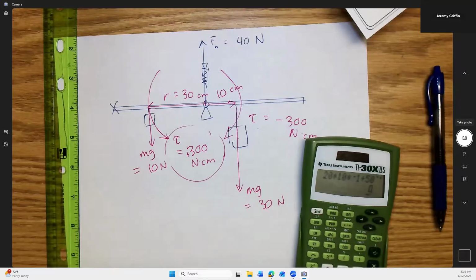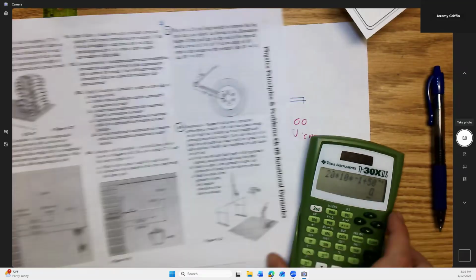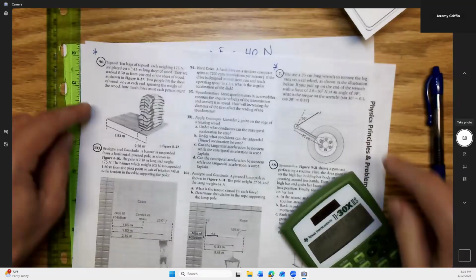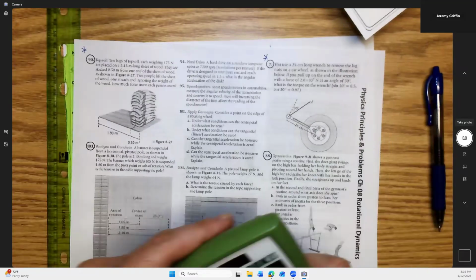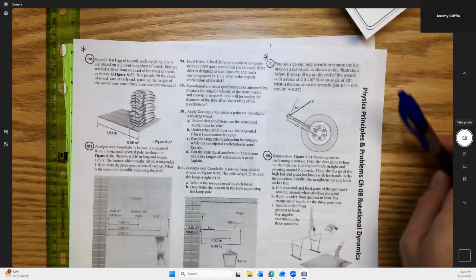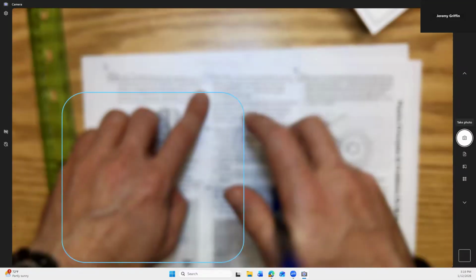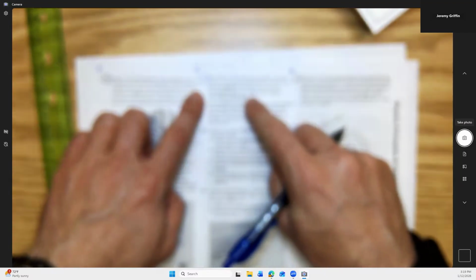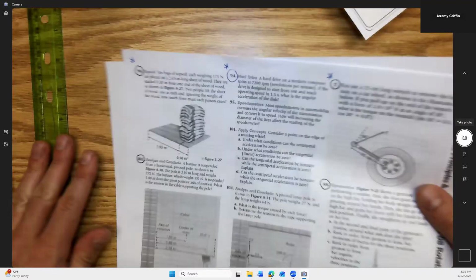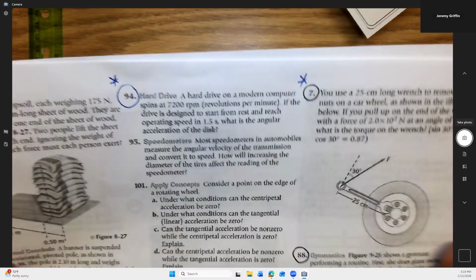All right, so yeah, we got a few minutes. Let's knock out some more of these textbook puzzles. Back on Friday, we did these two. Let's do, how about 94 hard drive? That looks fun. Let's start this one because we'll do this one today. I think this is a kinematic question.